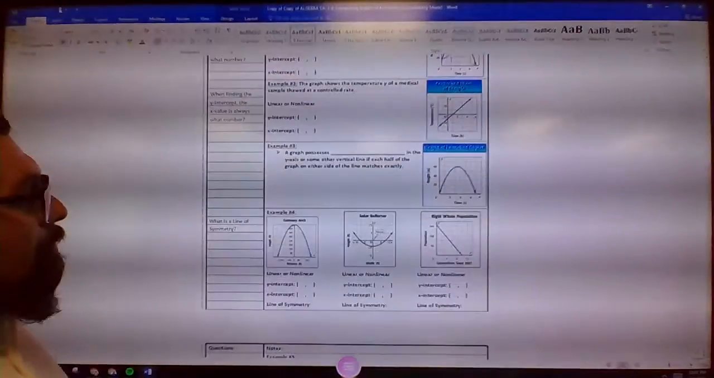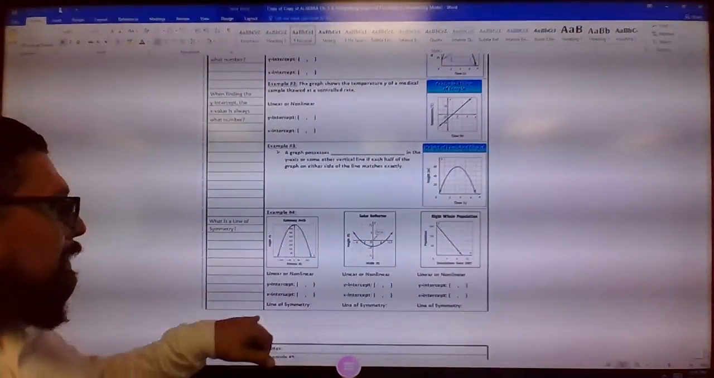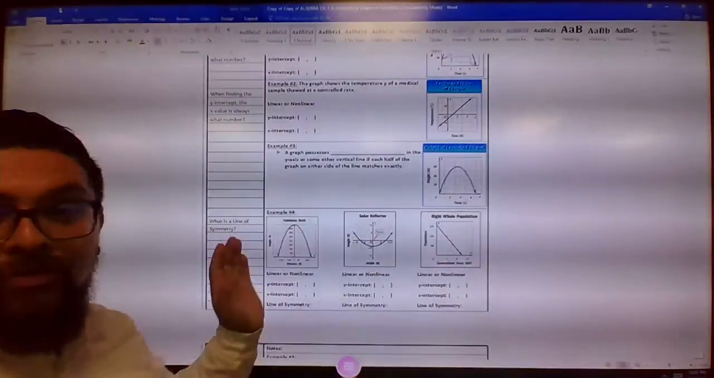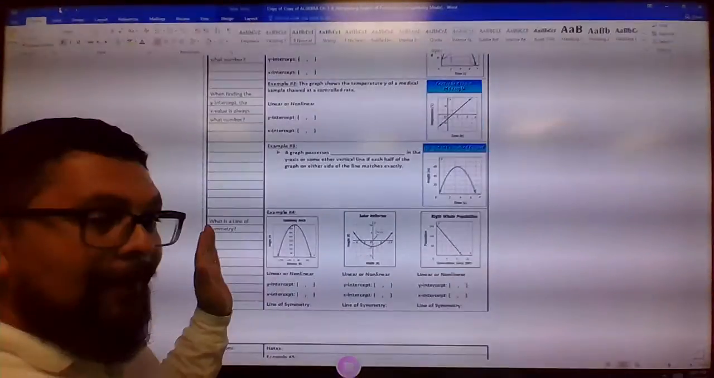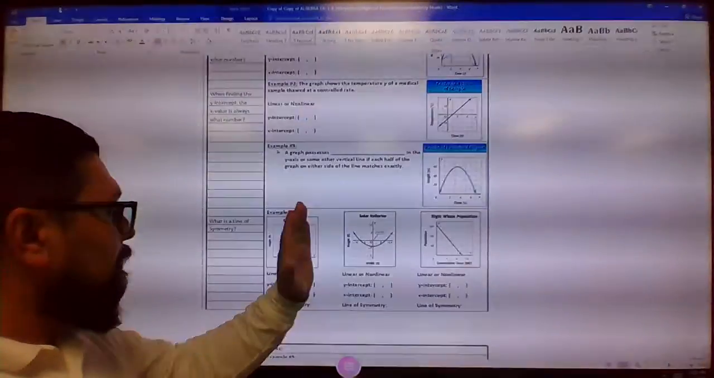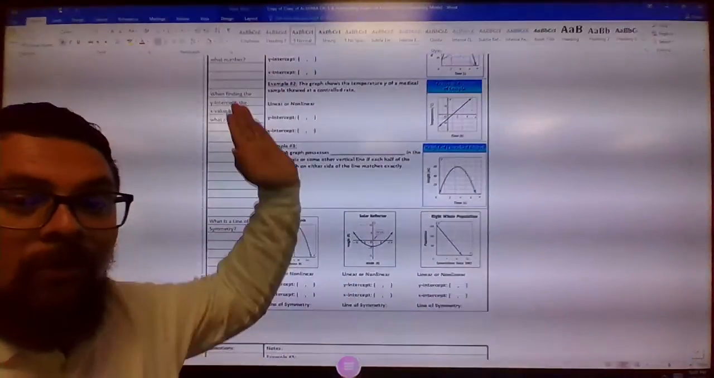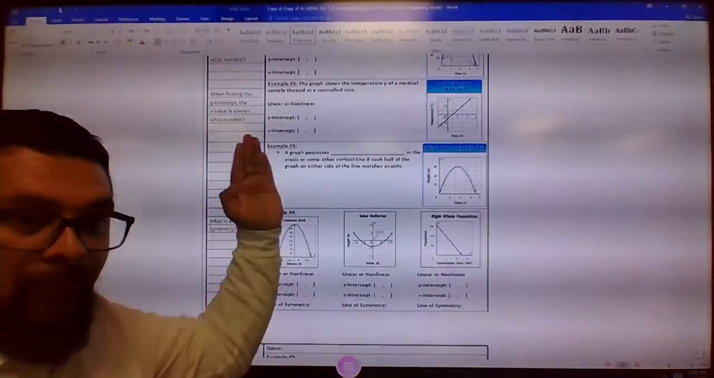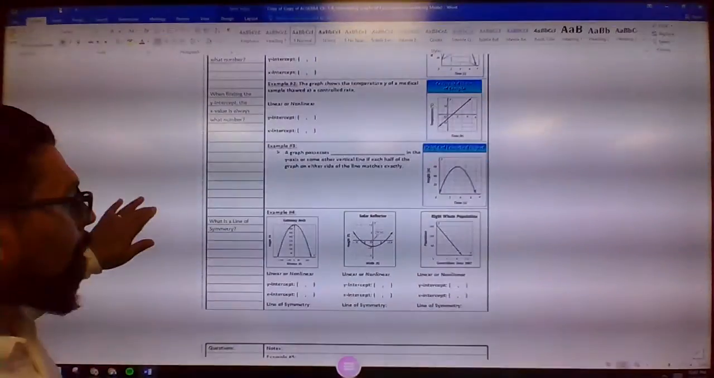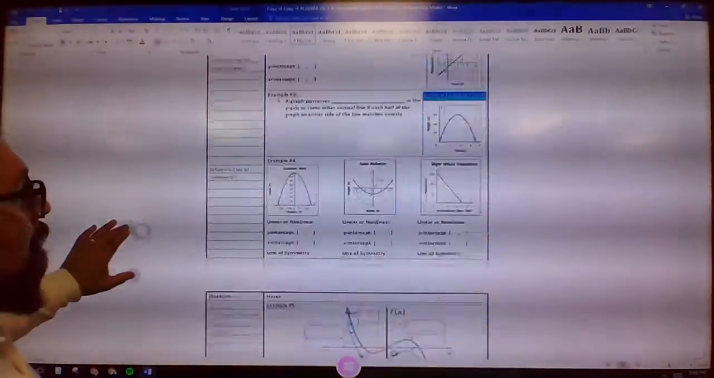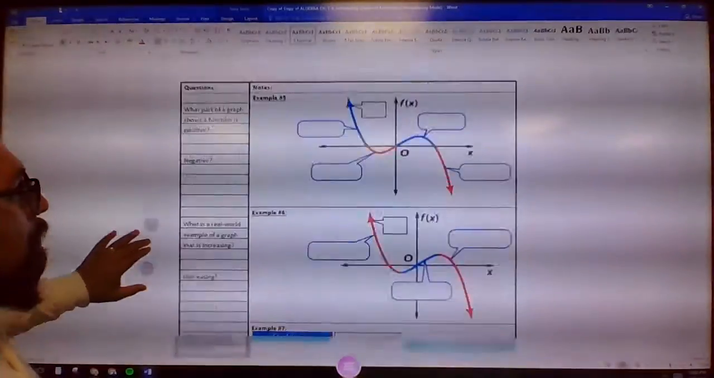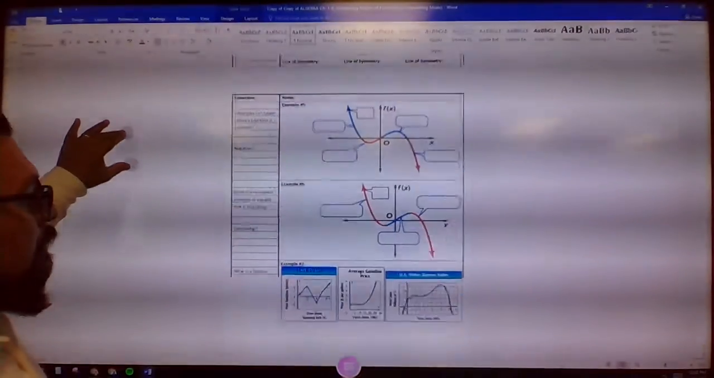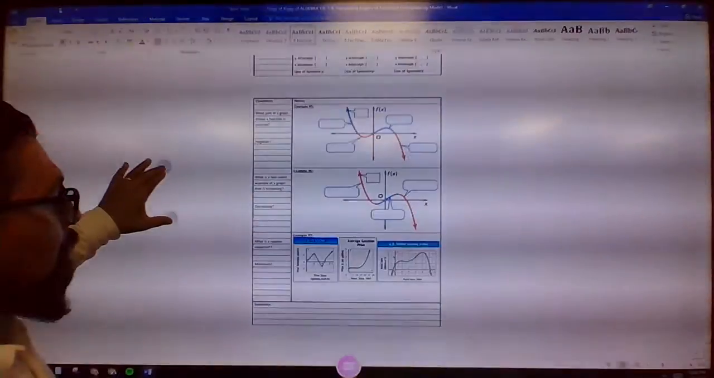Towards the bottom of the first page, we added line of symmetry. So are these graphs symmetrical or not, meaning is one half the same as the other half when it pertains to making a vertical line? We're looking at the vertical line. Now we are on the back of the page, and we are going to finish the back of the page today. Let's dive right into it.